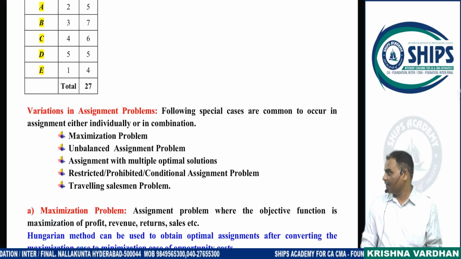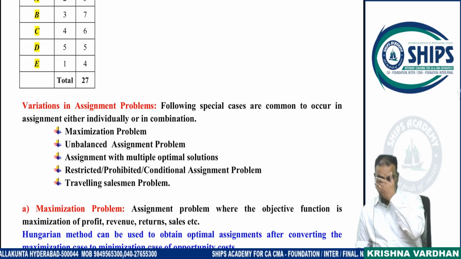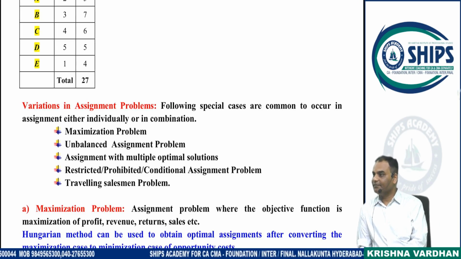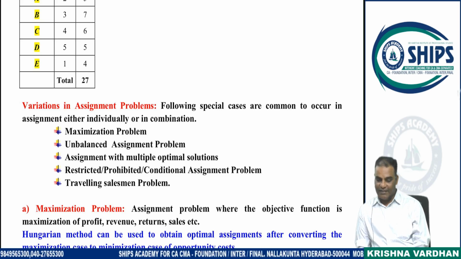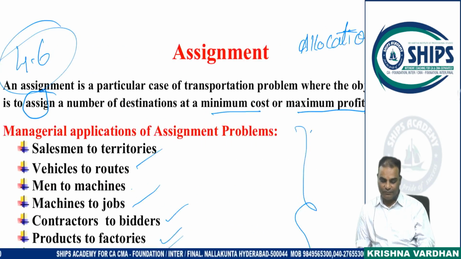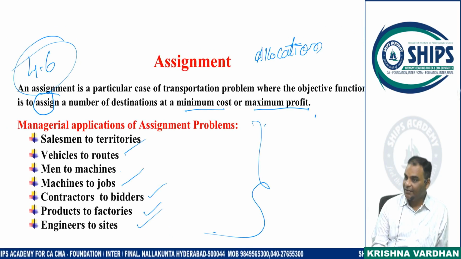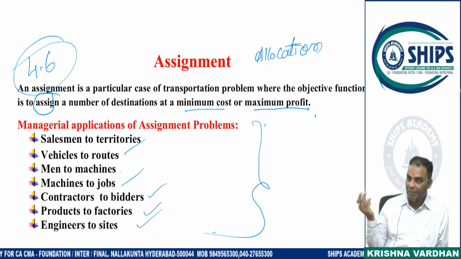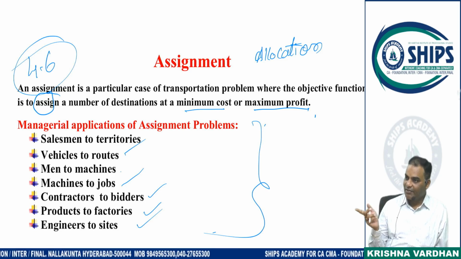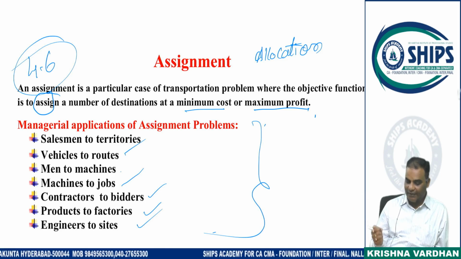Today's class will start with variations in assignment problem. But before that, can we just recall the last class? What we have done in assignment? What did I say about assignment? Assignment is a special case of transportation problem where the objective function is to assign the number of destinations at minimum cost or at maximum profit. So here we talk about minimization and maximization. Minimization is cost, maximization is profit, sales, all that, right?